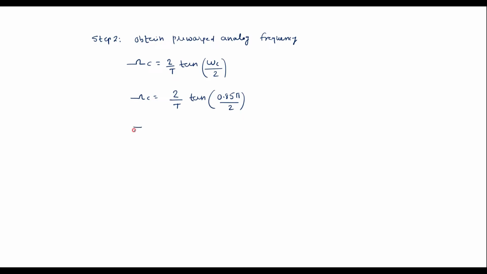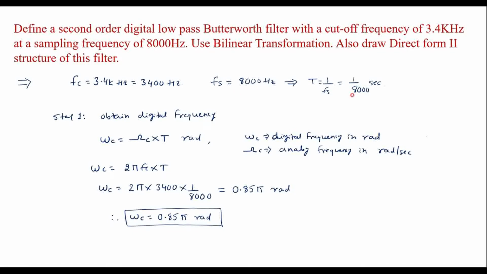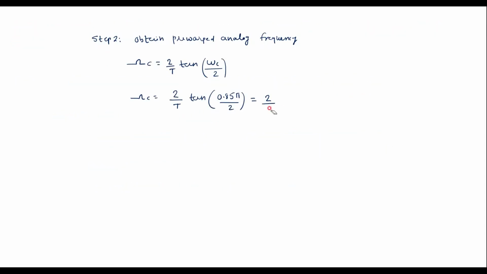So simplifying, I can write it as 2 by, T value is given in the problem, that is 1 upon 8000. So now I can represent it as 2 into 8000 into tan 0.85 pi by 2. So simplifying this, we can get omega c is equal to 6.6645 into 10 power 4 radians per second.